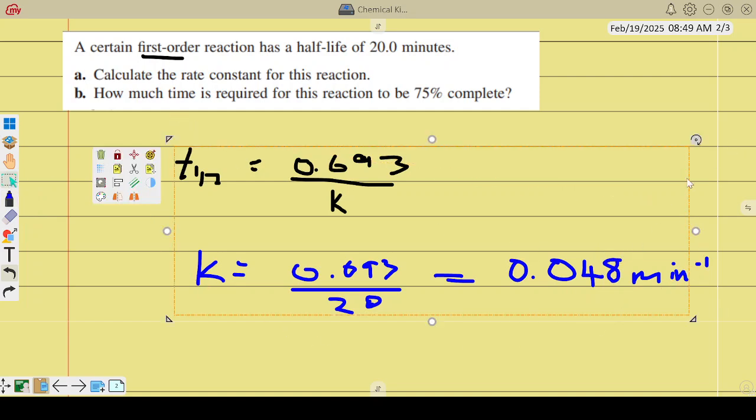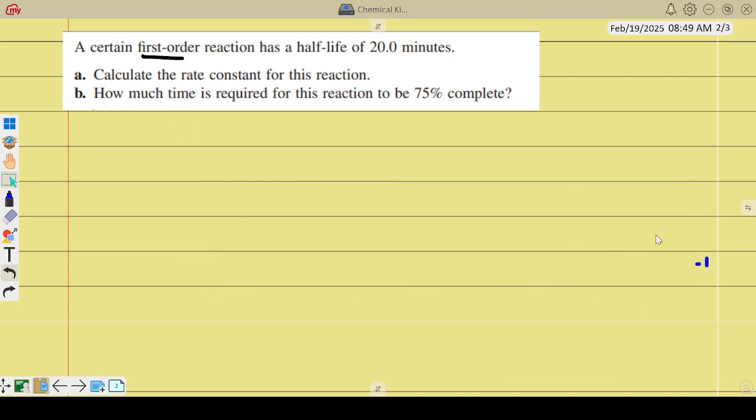Easy and straightforward. So now we go to this juicy question. Yeah, this is the interesting part. How much time is required for this reaction to be 75% complete? So let's remember the integrated rate law. ln A is equal to negative kt plus ln A naught.